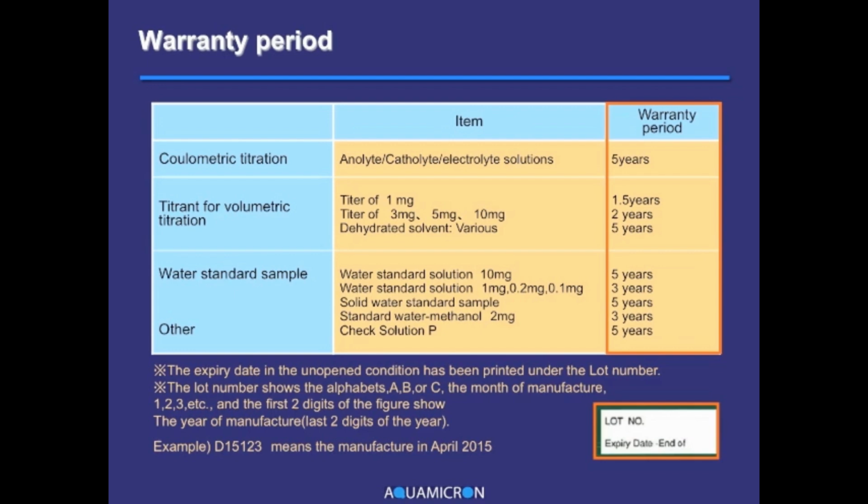Almost all AQUAMICRON products have 5-year quality assurance terms. The exceptions are 3 years for standard samples and 1.5 or 2 years for titrants. Since the potency of the titrant may change gradually in storage, its term is the shortest.